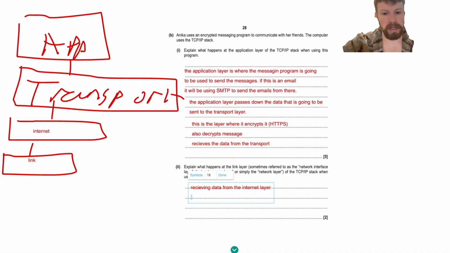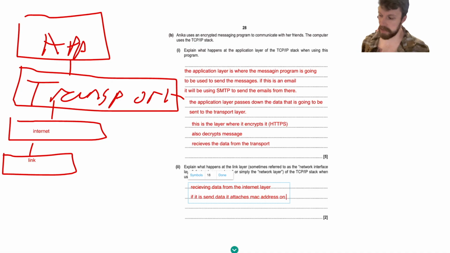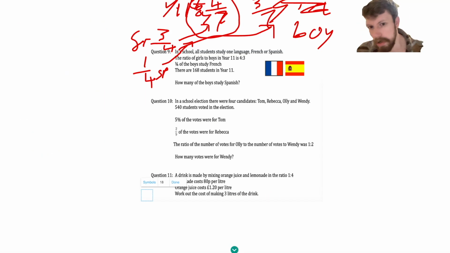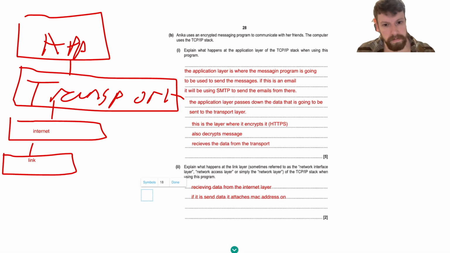It's also going to be the one where, if it's sending data, it attaches MAC addresses on, and then you can do the inverse of it. So it receives data from literally from the internet. It's going to take off the MAC addresses and then pass it up to the internet layer. So you can do it the other way around as well if there are more marks there. And then essentially, that's actually going to be it.